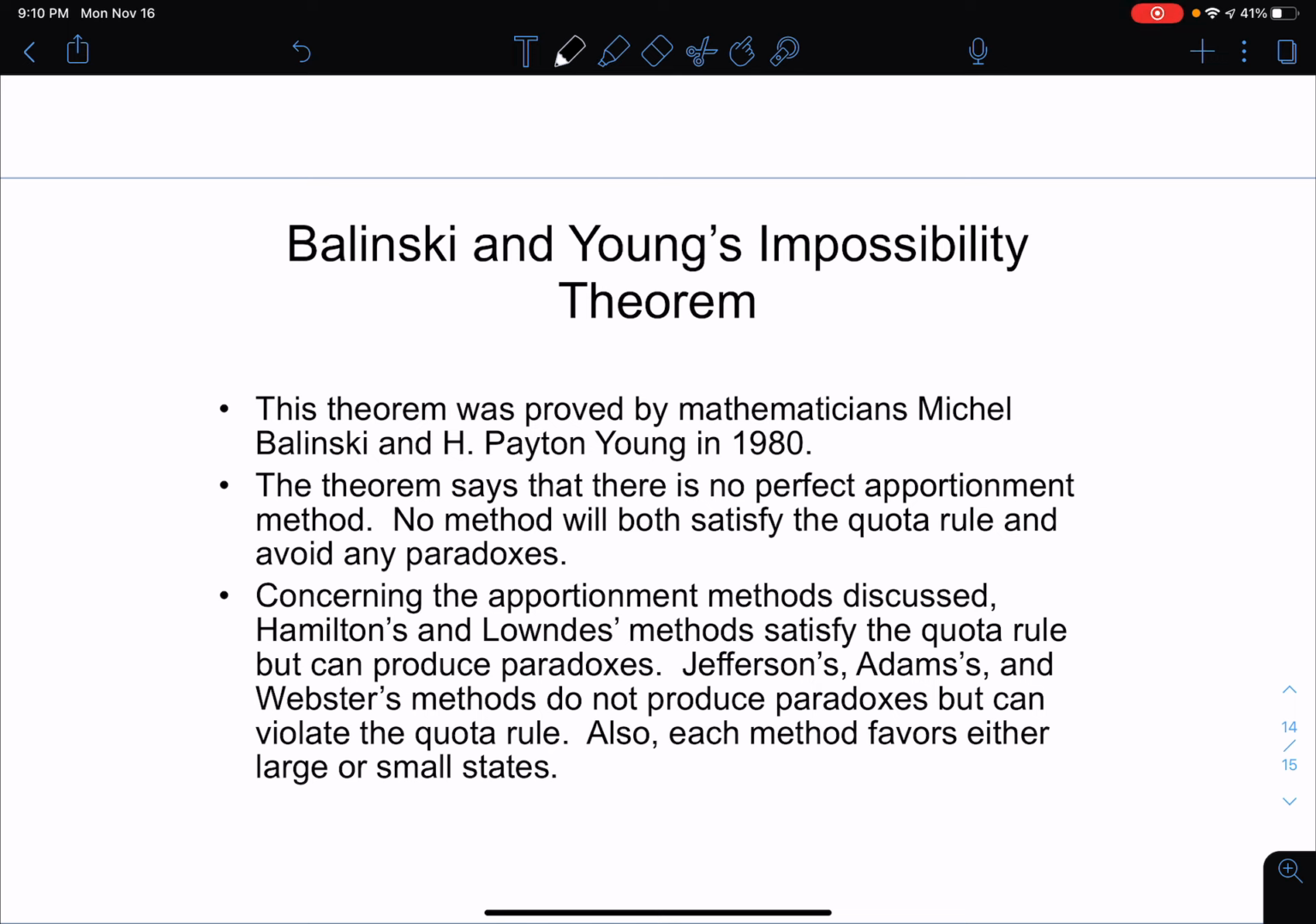So it's impossible. Any apportionment method you come up with, even if it's not one of these, no method is going to satisfy everything. And on top of that, these methods tend to favor either large groups or small groups. Like we talked about in the slides along the way, but just a quick recap.